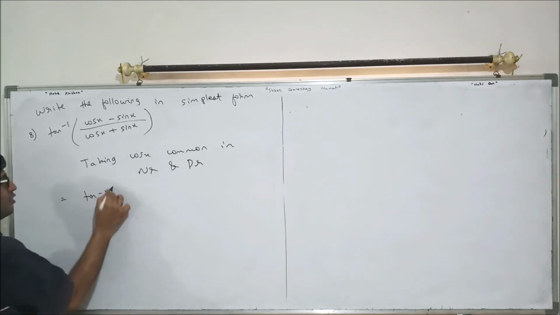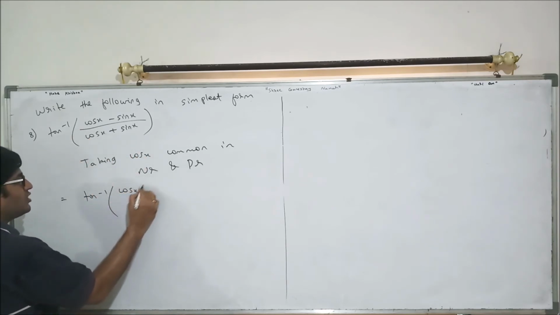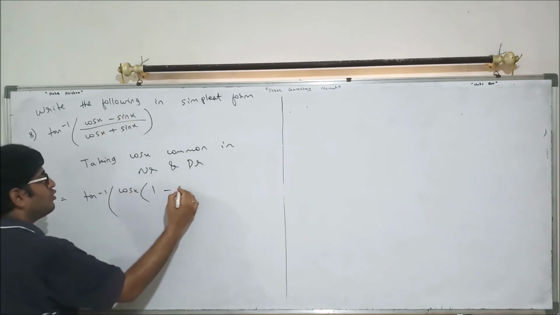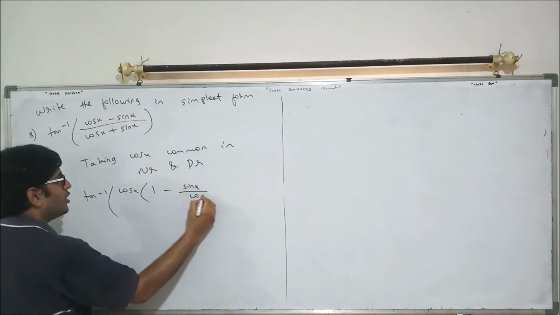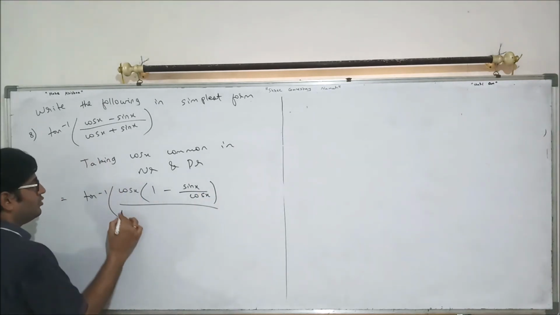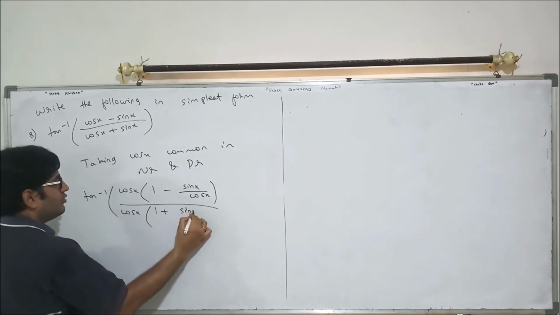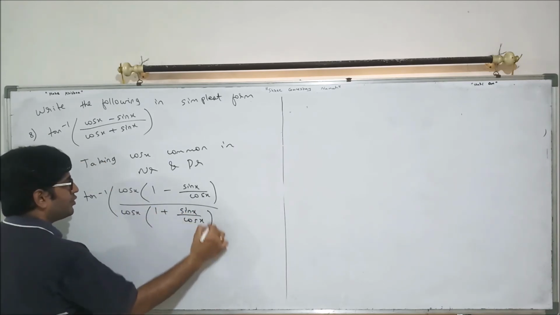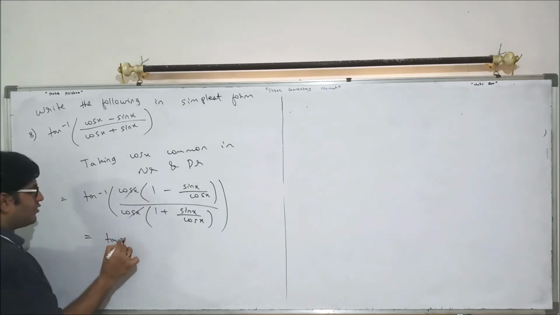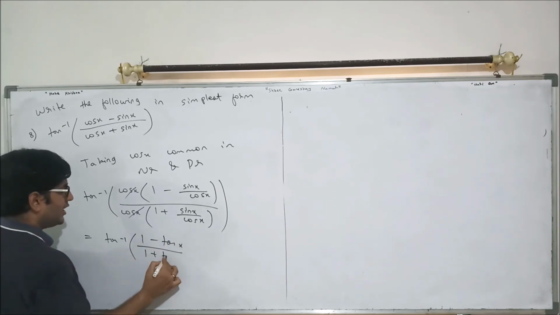So we get tan inverse of, if you are taking cos x common in the numerator and denominator, then cos x comes out on top and here we get 1. And since there is no cos x term over here, we get 1 minus sin x upon cos x. Likewise in the denominator, we are taking cos x common. So I am going to get cos x bracket, and here we get 1 plus sin x upon cos x. Okay, so now cos x and cos x get cancelled, so we are left with tan inverse of 1 minus tan x upon 1 plus tan x.